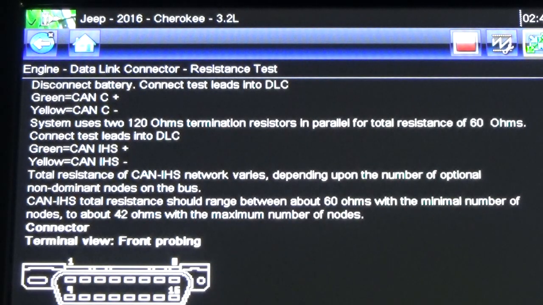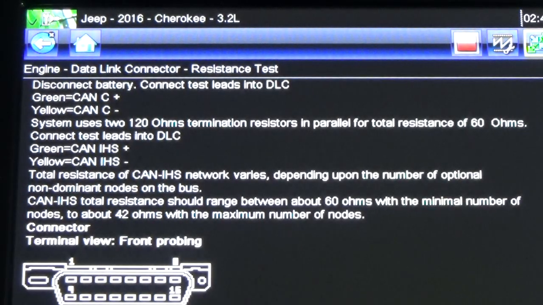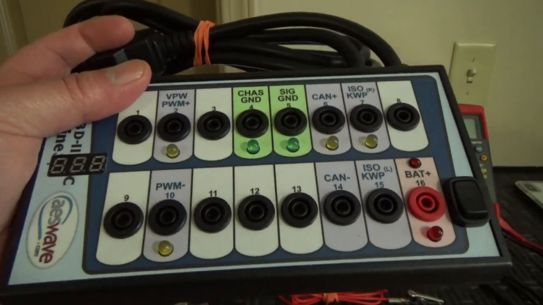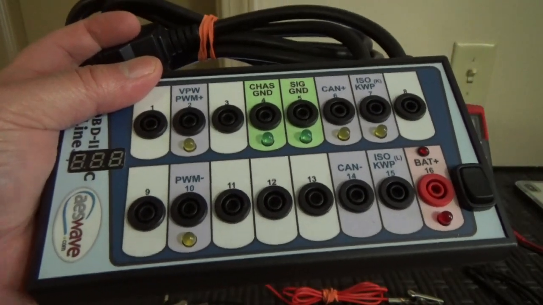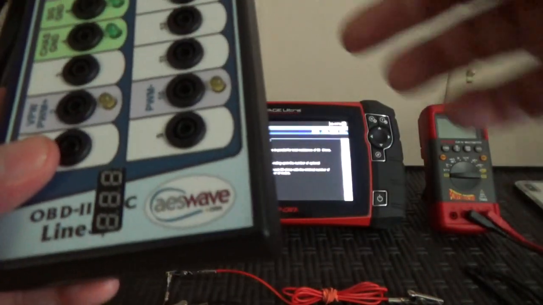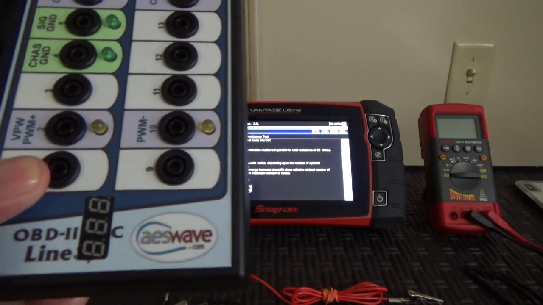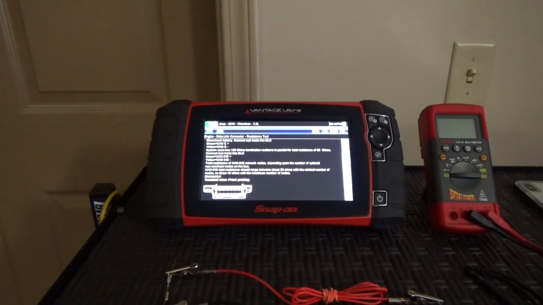So then another thing, when you measure resistance, you've got to use either that tool that I just showed you. This tool is about $200 and it's made by aeswave.com. You can find it there.